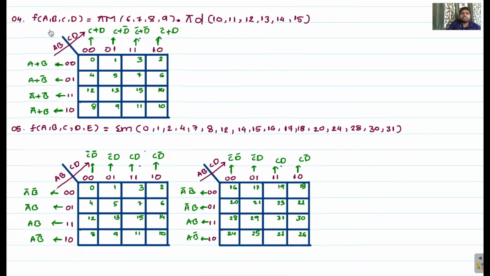And the next problem is f of a comma b comma c comma d equals pi m (6, 7, 8, 9) dot pi d (10, 11, 12, 13, 14, 15).